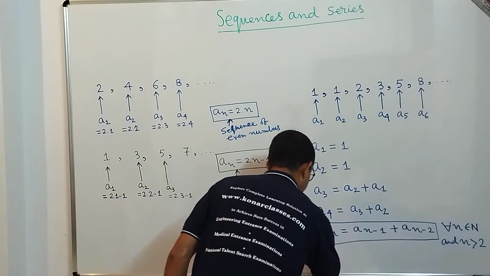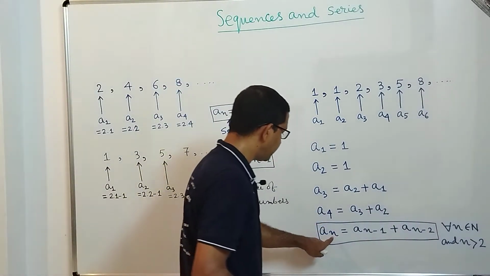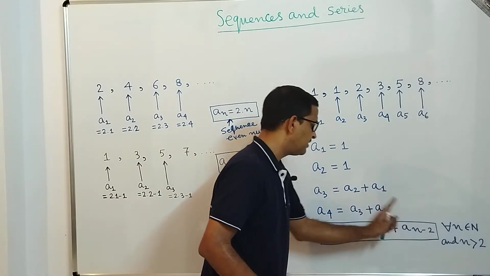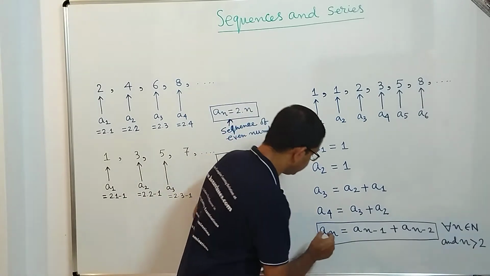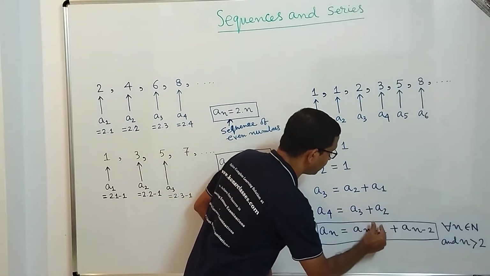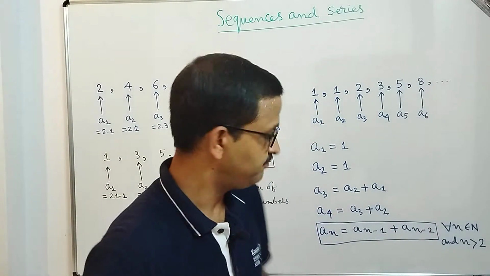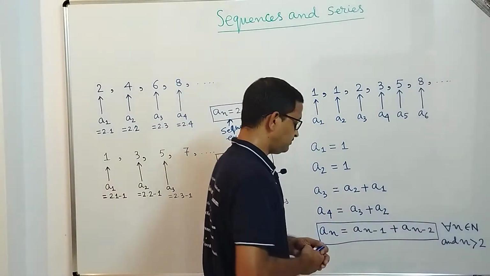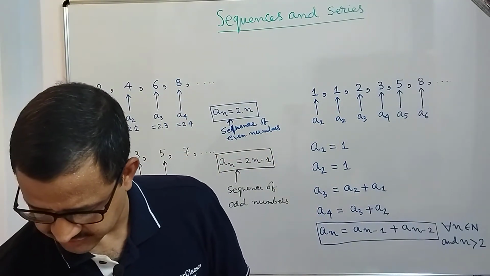So this is known as the Fibonacci sequence, where the terms of the sequence are obtained by means of recursion. That means, to find a term of that sequence, we need to depend on the previous terms. Hence, it is known as recursion. Okay, dear students, now let's solve a couple of questions and then we'll proceed.